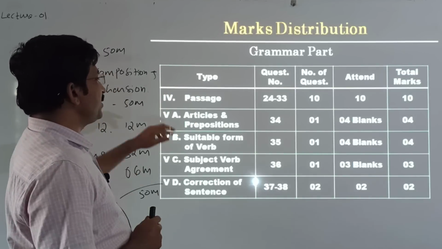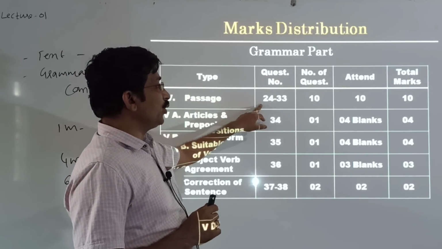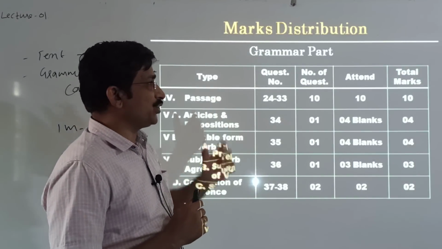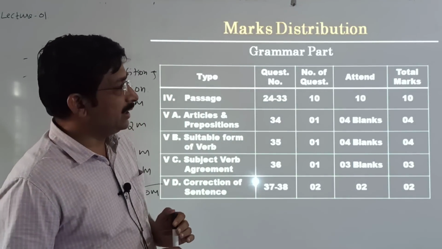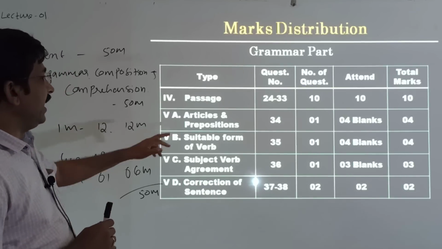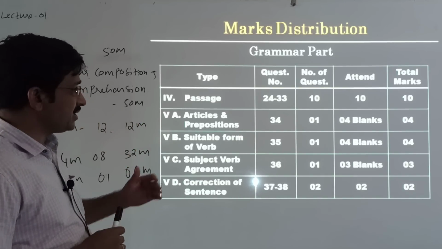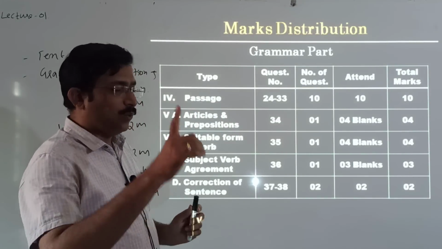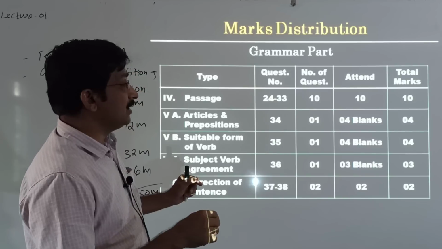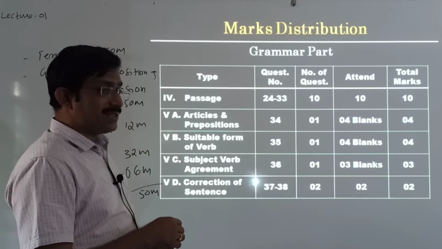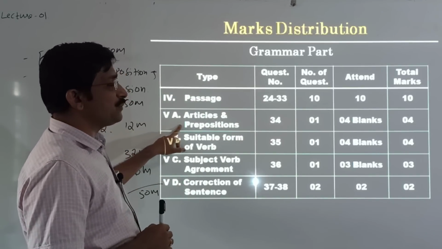Grammar part. First it is the passage. Question number from 24 to 33. We will get 10 questions and we have to attend all the questions. Total marks is 10. Next topic is articles and prepositions. Question number 34, 1 question. In that question 4 blanks will be there. We have to write appropriate articles and prepositions in the given blanks. So this topic carries 4 marks.